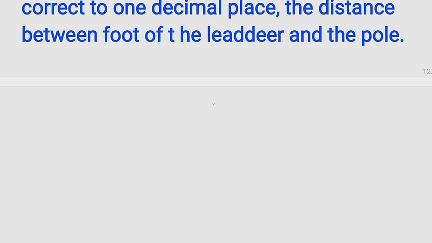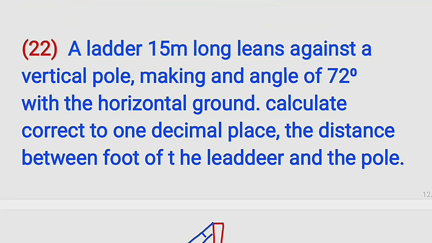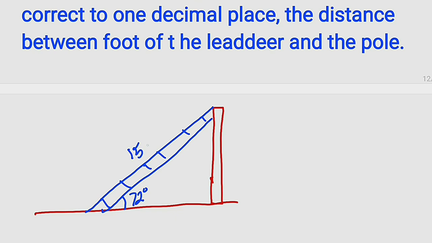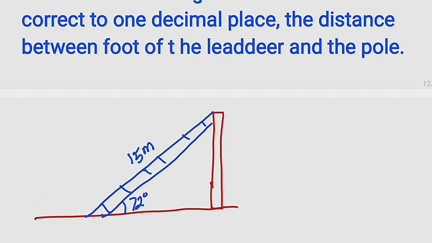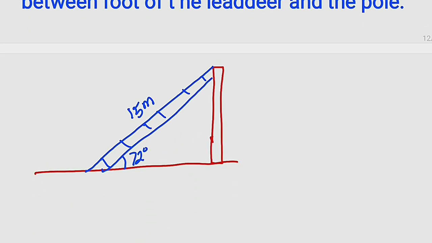All right, let us make a sketch here. Suppose we have a pole right here. This is the vertical pole, this is the horizontal ground, and we have our ladder which is against this pole. This is our ladder. It forms an angle of 72 degrees with the horizontal ground, and it has a length of 15 meters. So we are asked to find, correct to one decimal place, the distance between the foot of the ladder and the pole. So we're talking about from this point to this point. Let us call it x.